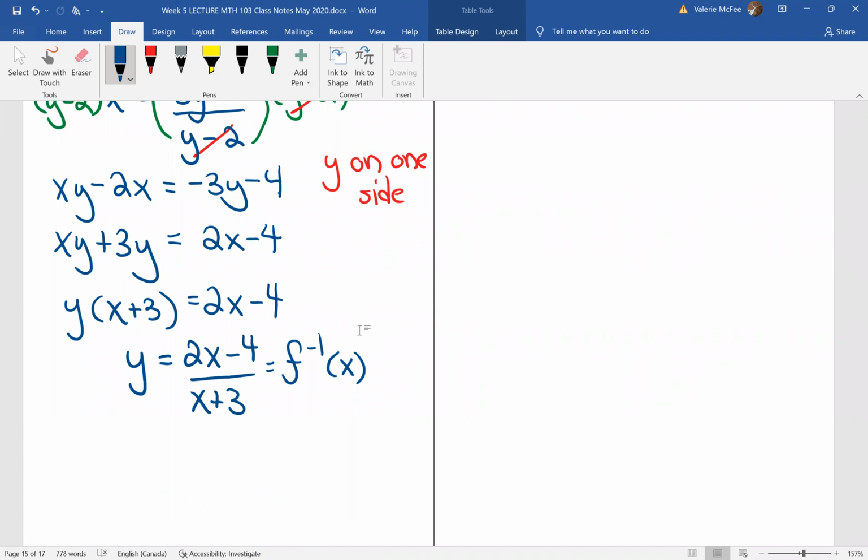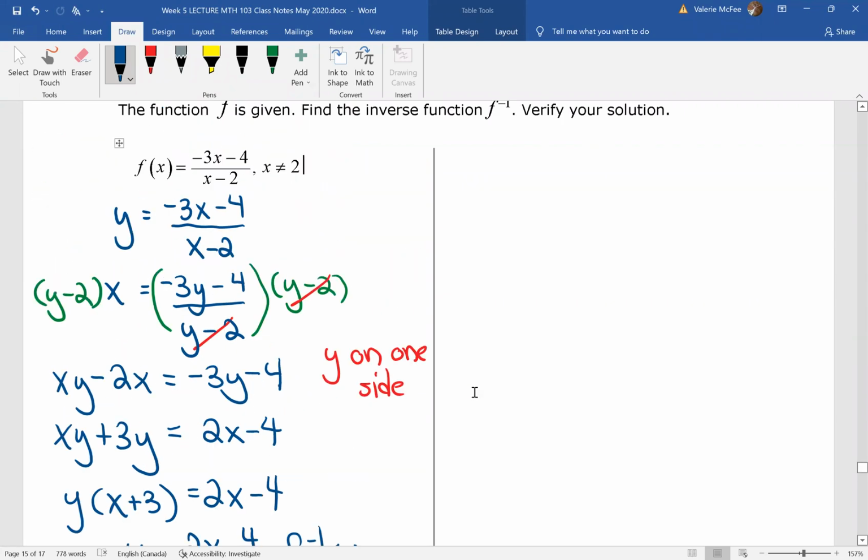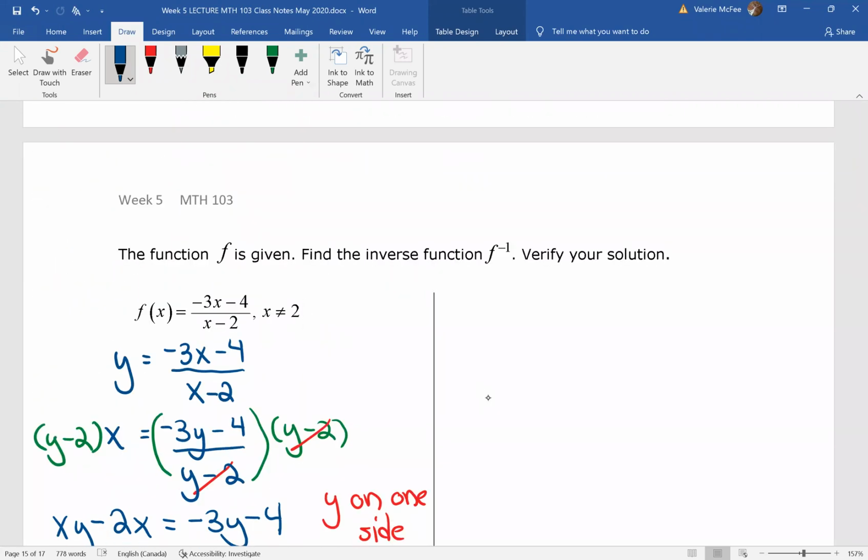Of course, the last step is to verify. I'll verify one way here with you in this lecture, but I want you to do the verifying for the other way on your own. So let's start by finding f composed with the inverse function.